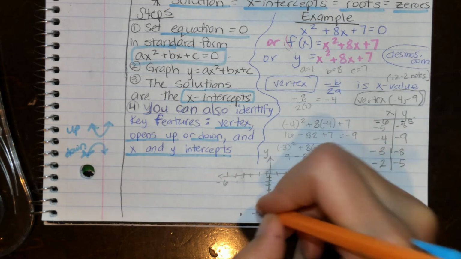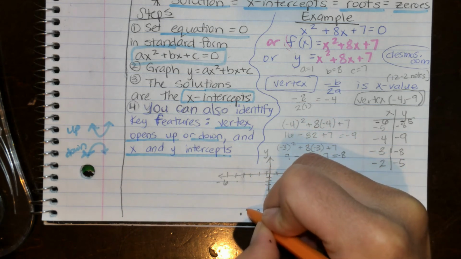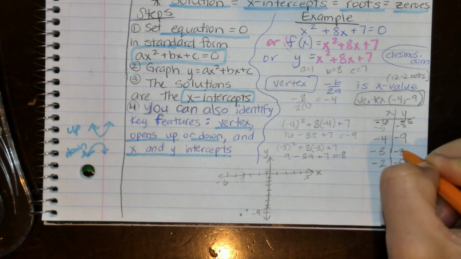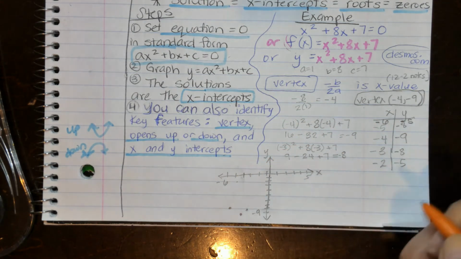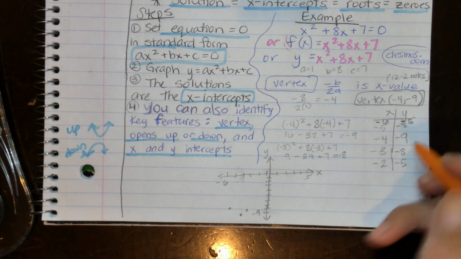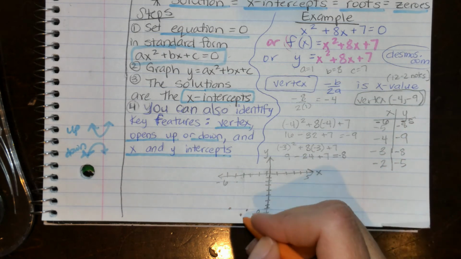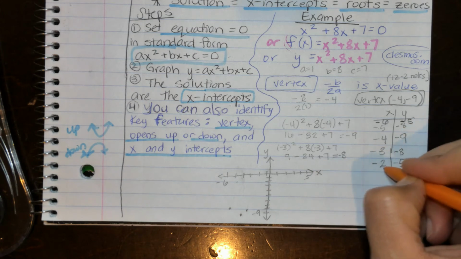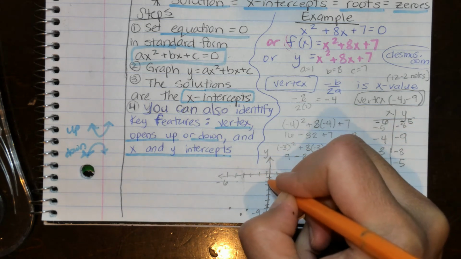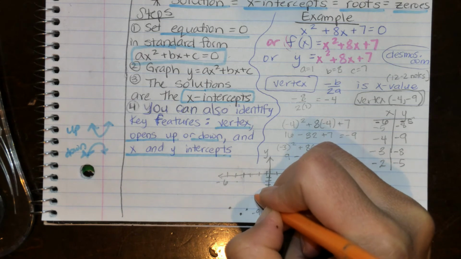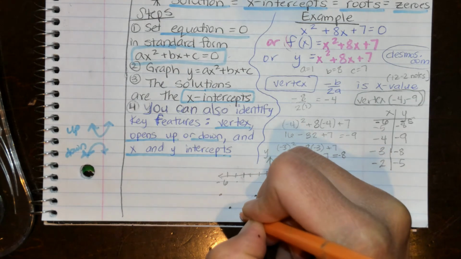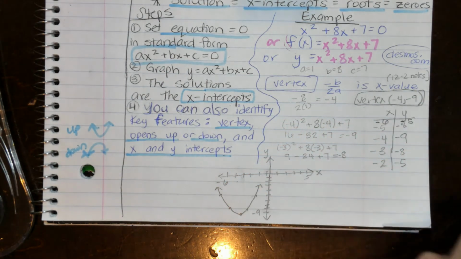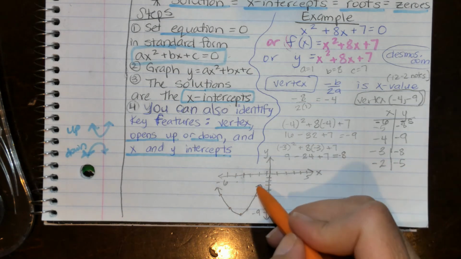Then I've got -3, -8. So I go over 1 and then up to the -8. And it's a reflection, so -5 is also -8. And then my last points, just to give it the real parabola. Oh, that looks bad. You guys know it would look much better if I had graph paper. And then -2, -5, and then -6, -5. There.